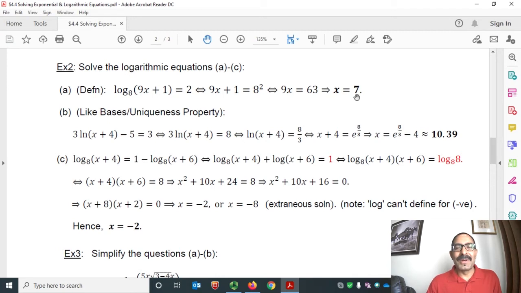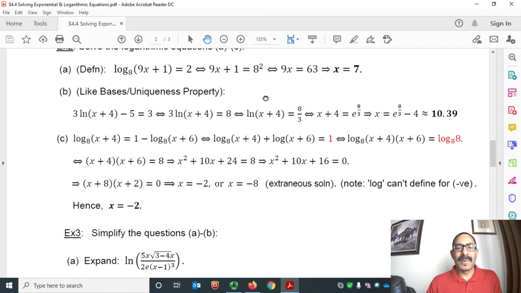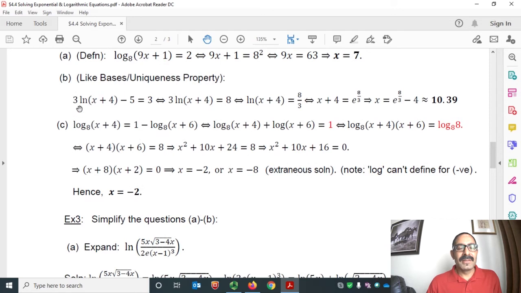So now let's move on. Part B, 3 times natural log of x plus 4 minus 5 equals 3. So first, let's simplify the constant here. So 3 ln x plus 4 as it is, then bring this 5 to the right hand side. So 5 plus 3 is 8. Next, divide by 3 on both sides. So ln of x plus 4 equals 8 over 3.